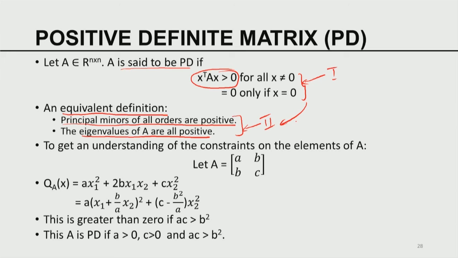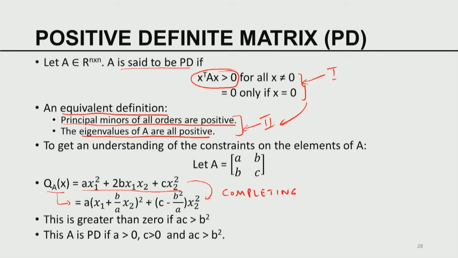To get an understanding of the constraint on the elements of A to be a positive definite matrix, let us consider a symmetric matrix with entries A, B, B, C. Please understand, with respect to matrices in the context of positive definiteness, we need to consider only symmetric matrices. So we can consider symmetric matrices like this. If you consider the quadratic form x transpose Ax for this matrix, it takes this form. I can rewrite this by simply completing the squares like this. A simple algebra I will show you. This is called the method of completing the square. So by the method of completing the squares, we can express the quadratic form like this.